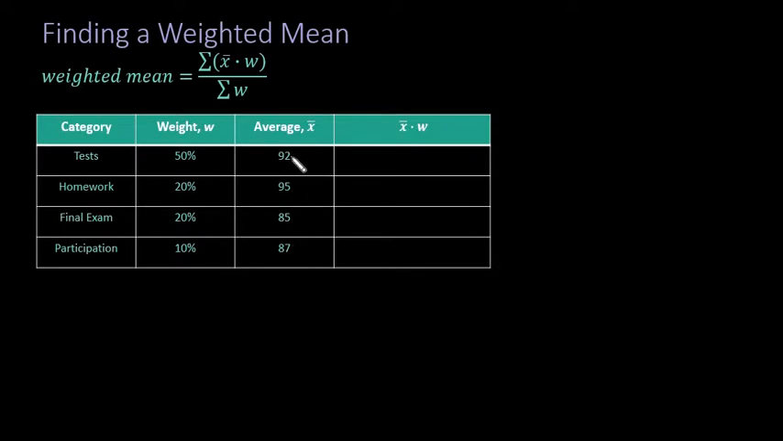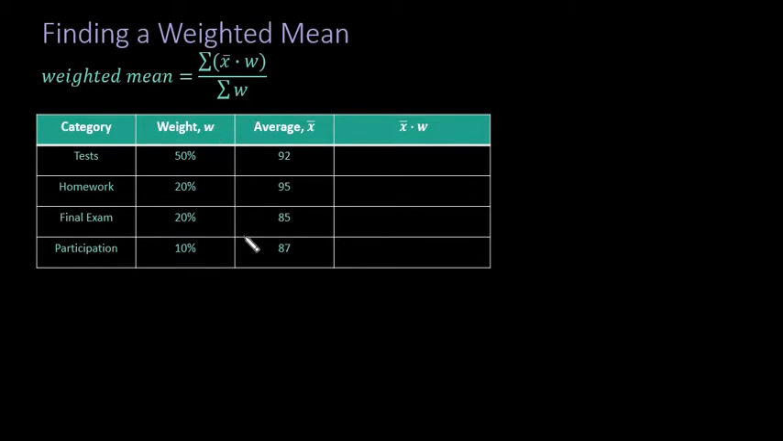So we have a 92% for the tests, a 95% for the homework grades, an 85% for the final exam, and an 87% for participation. In order to calculate the weighted mean, you would take the sum of the average times the weight of that category divided by the sum of the weights.